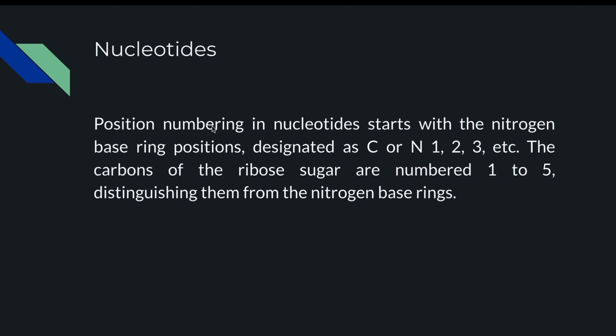So, position numbering in nucleotides starts with the nitrogen base ring positions, designated as C or N, 1, 2, 3, etc. The carbons of the ribose sugar are numbered 1 to 5, distinguishing them from the nitrogen base rings.